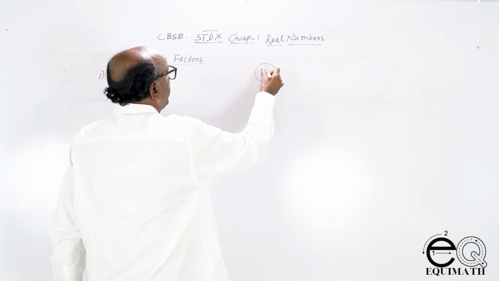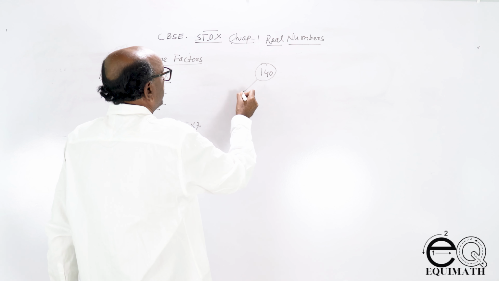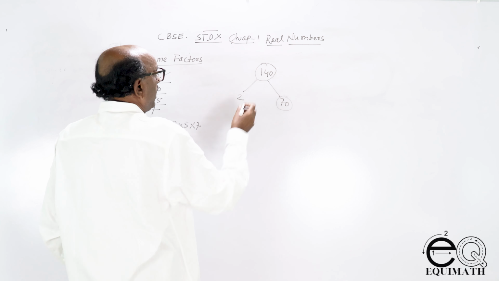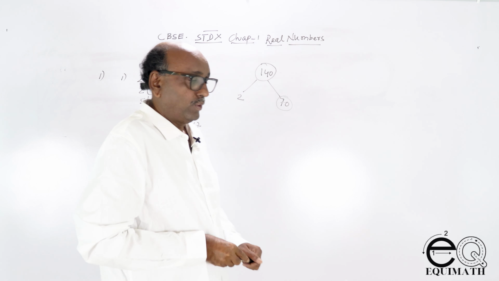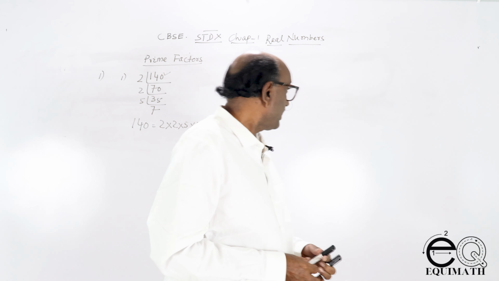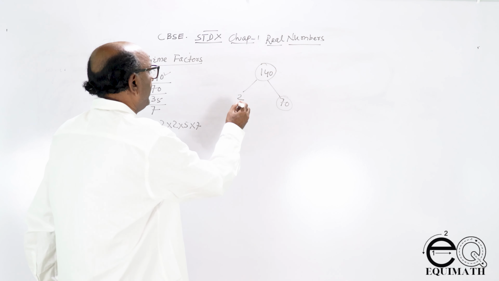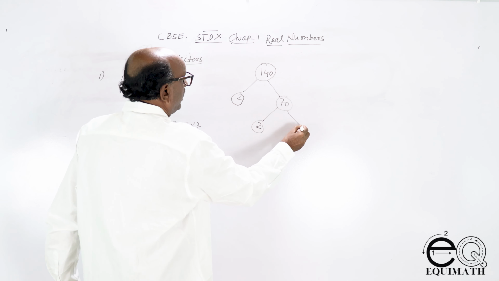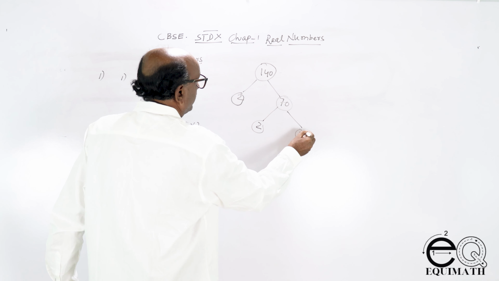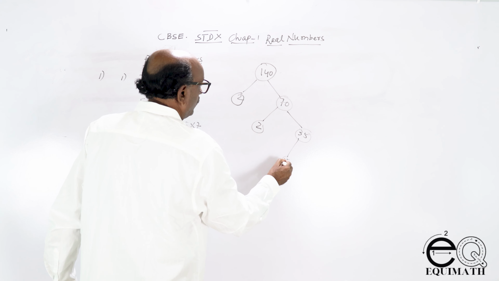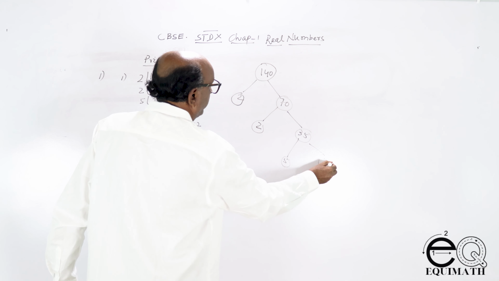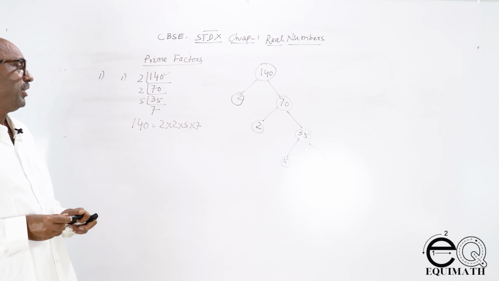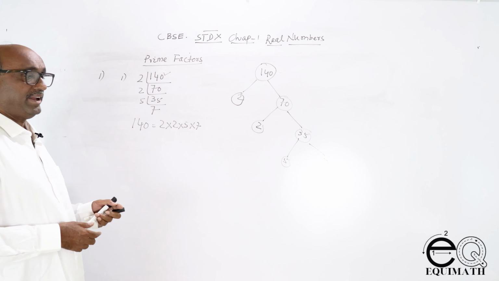Write 140 here, write 2 here, write 70 here, because if 140 is divided by 2, we get 70. Then divide it by 2, we get 35. Divide it by 5, we get 7. This is your factor tree. Clear? This is the prime factorization of 140. Then come to the next part.